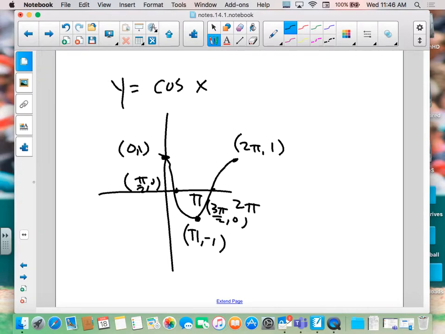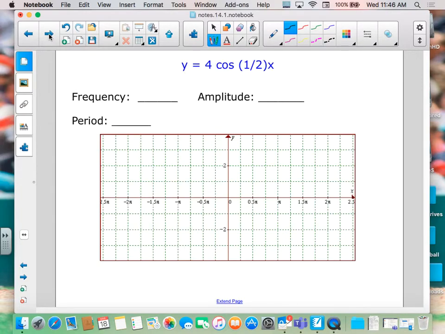And then remember what we do. Making it go higher and lower is a piece of cake. The stretching it is what takes some practice. And what stretches it is the B. What makes it go higher and lower is the A.